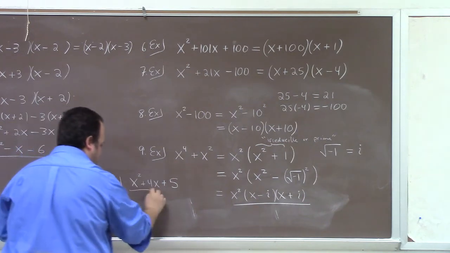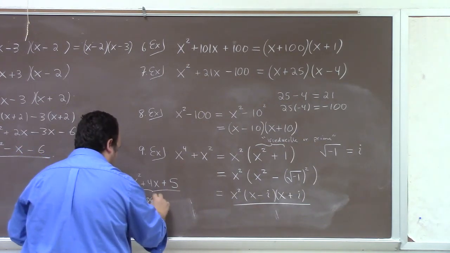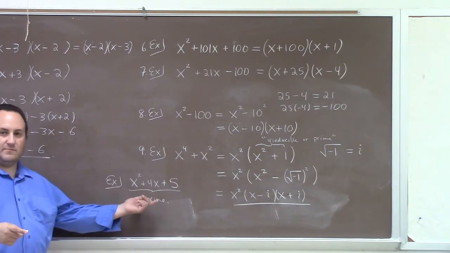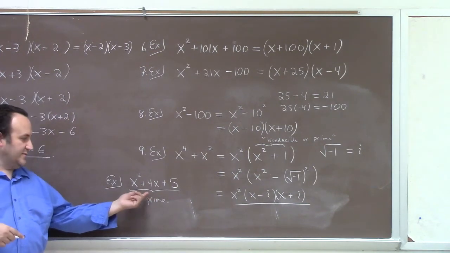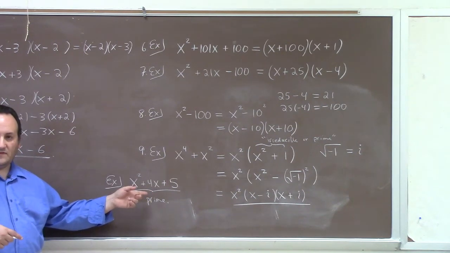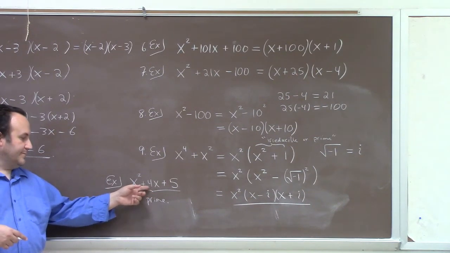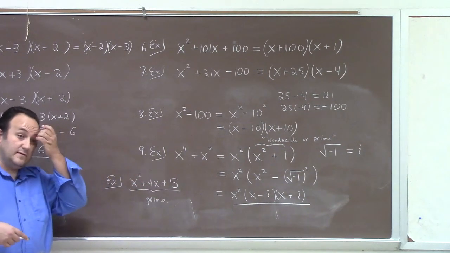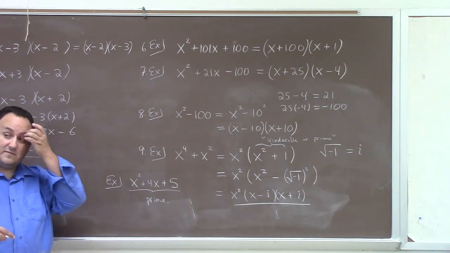So this is another example of a prime. And I'm going to answer your question. But it's not just x squared plus 1. It can happen with something like this. This is a prime polynomial. If I change that to a minus 5, then it becomes factorable.